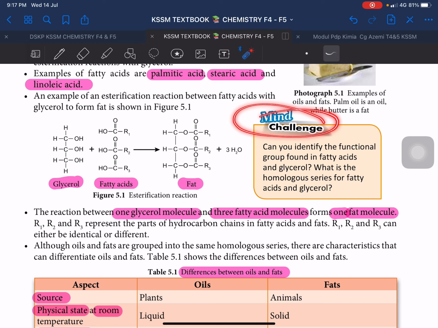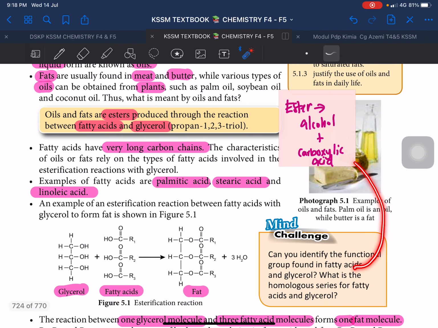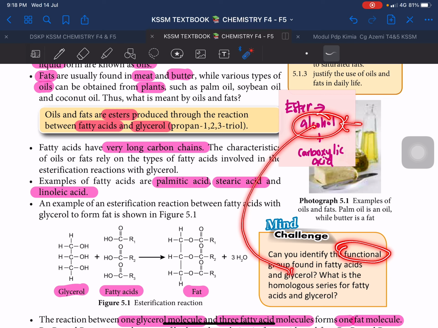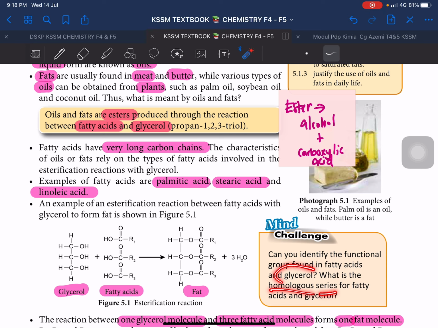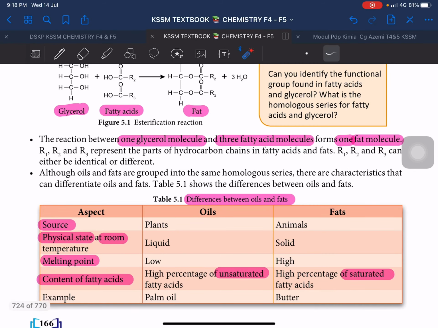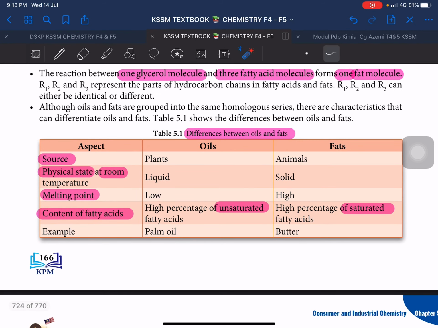Now, this is the main challenge, not so challenging actually. Can you identify the functional group found in fatty acid and glycerol? Fatty acid is a carboxylic acid, and its functional group is carboxyl. And what is the functional group of alcohol? This is hydroxyl. So the functional group of glycerol is also hydroxyl. What is the homologous series? This is alcohol. This is carboxylic acid. Simple, okay?